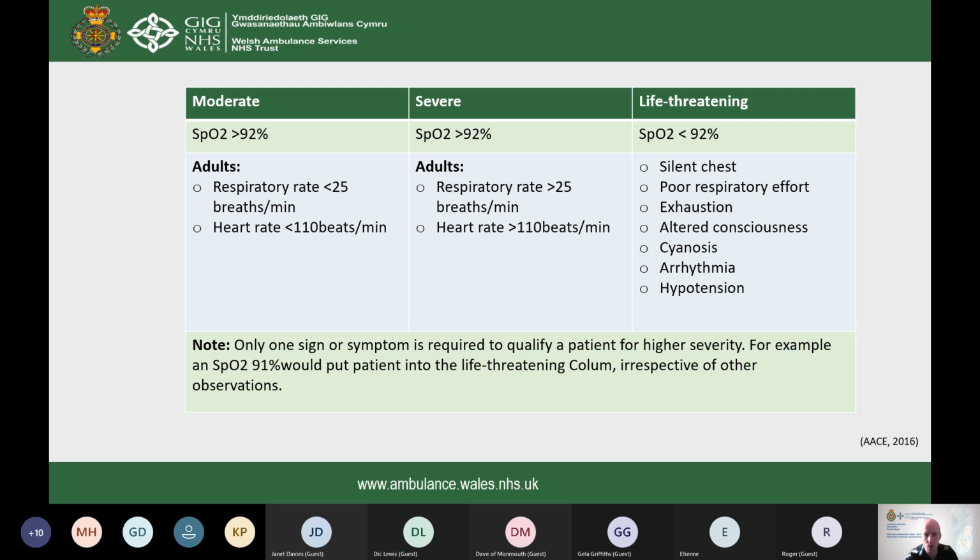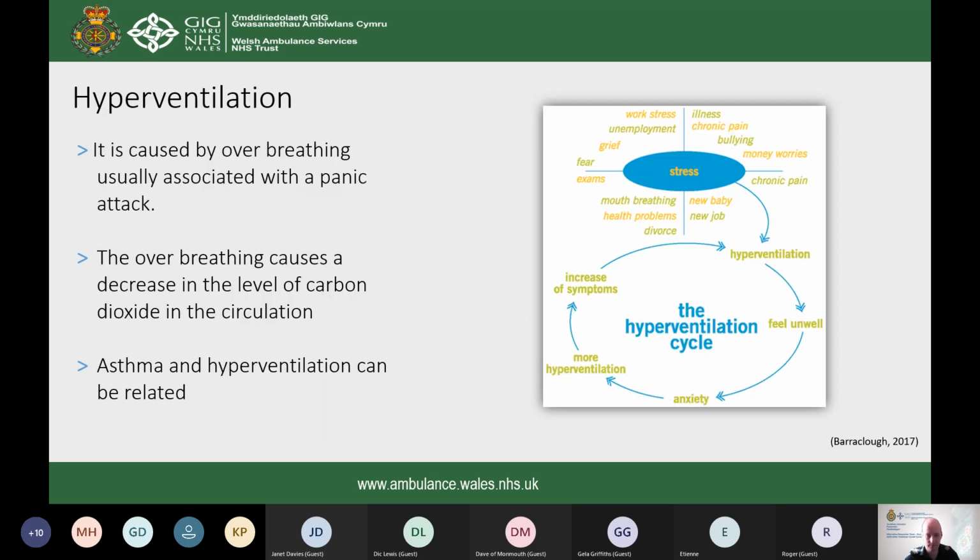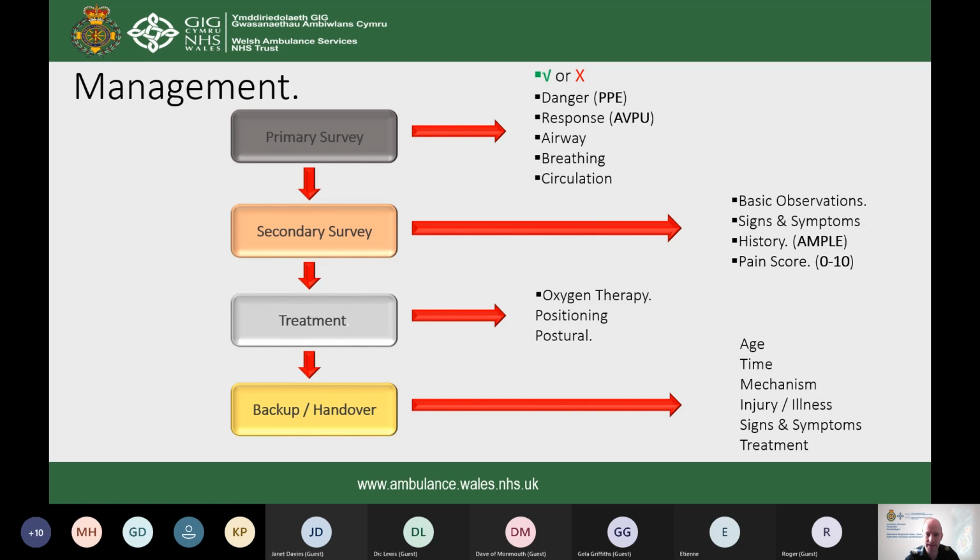If they've got any one of those symptoms, that will qualify them to go into the higher severity. So if you've got a patient with a SpO2 of 91, they go straight into the life-threatening category. If you recognise it, please update control so they can upgrade your response. Management, same as before, just treat what you can see. Give them oxygen if required.